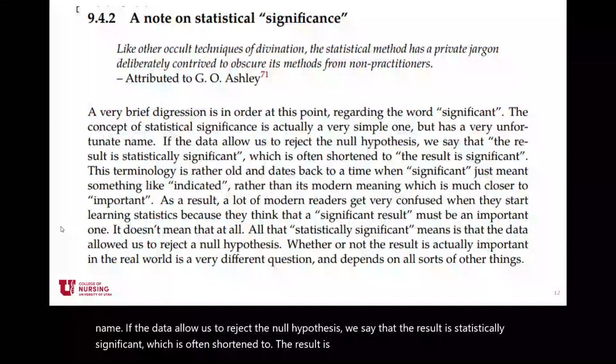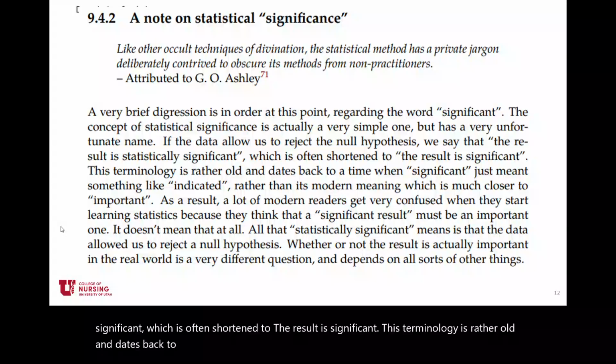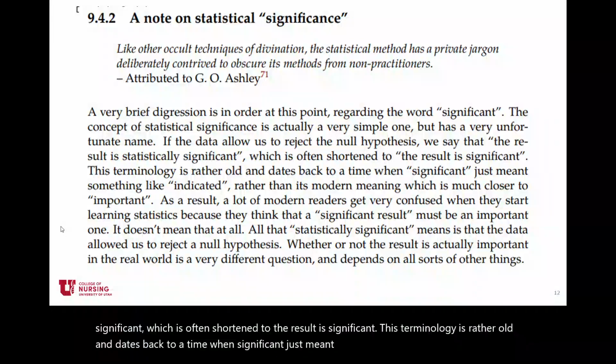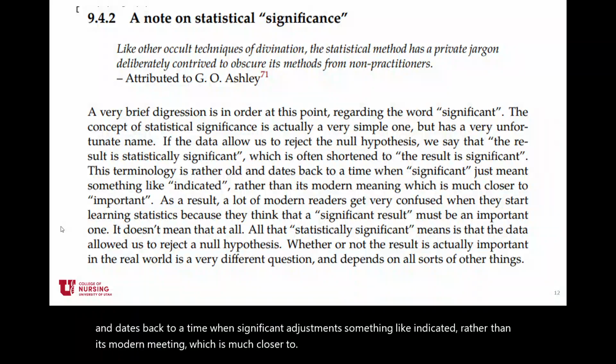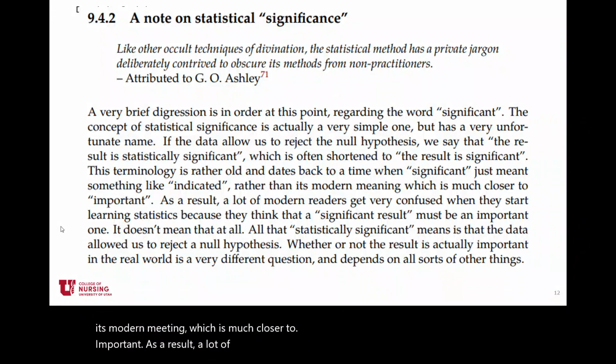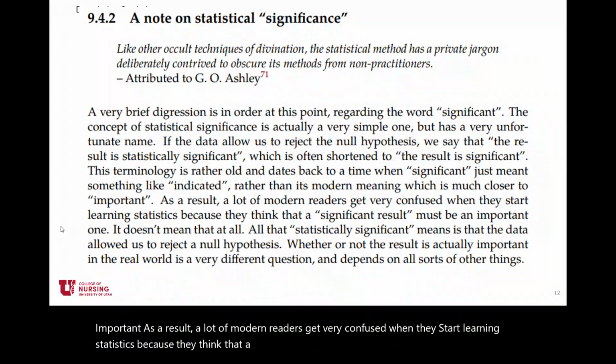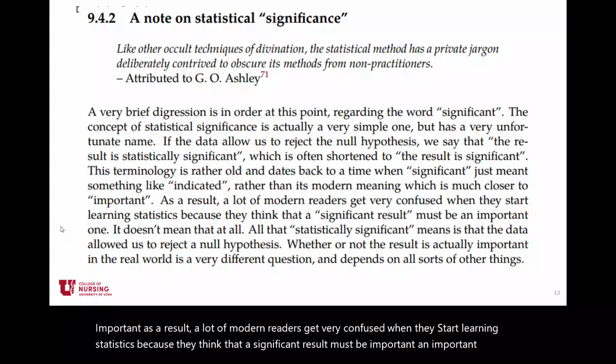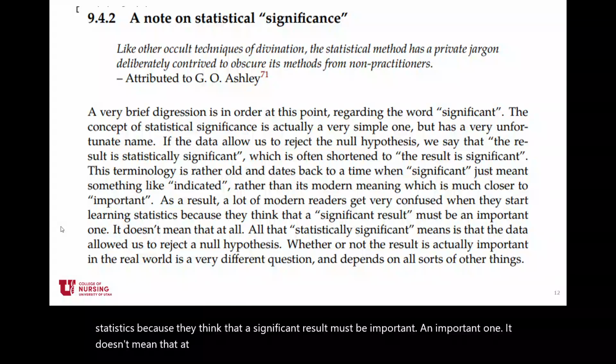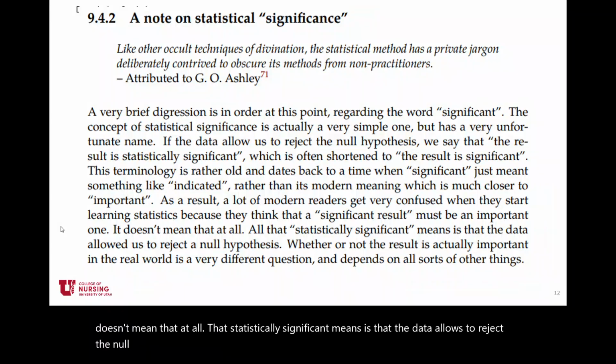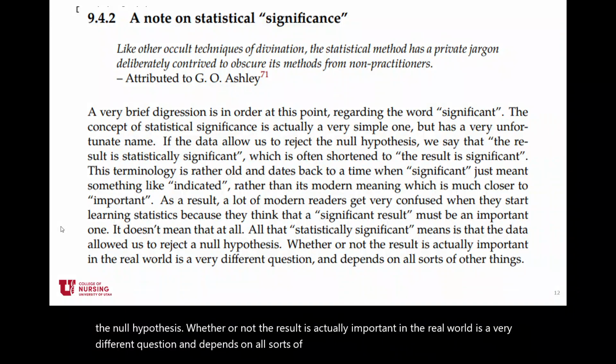This terminology is rather old and dates back to a time when significant just meant something like indicated, rather than its modern meaning, which is much closer to important. As a result, a lot of modern readers get very confused when they start learning statistics because they think that a significant result must be an important one. It doesn't mean that at all. All that statistically significant means is that the data allows us to reject the null hypothesis. Whether or not the result is actually important in the real world is a very different question and depends on all sorts of other things.